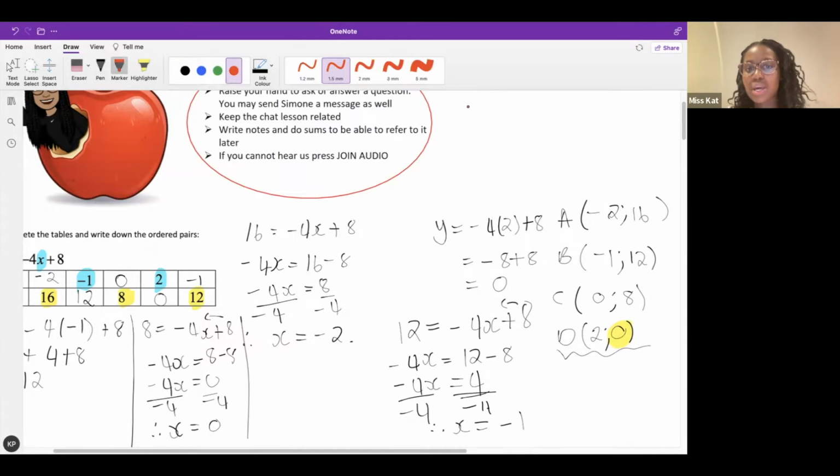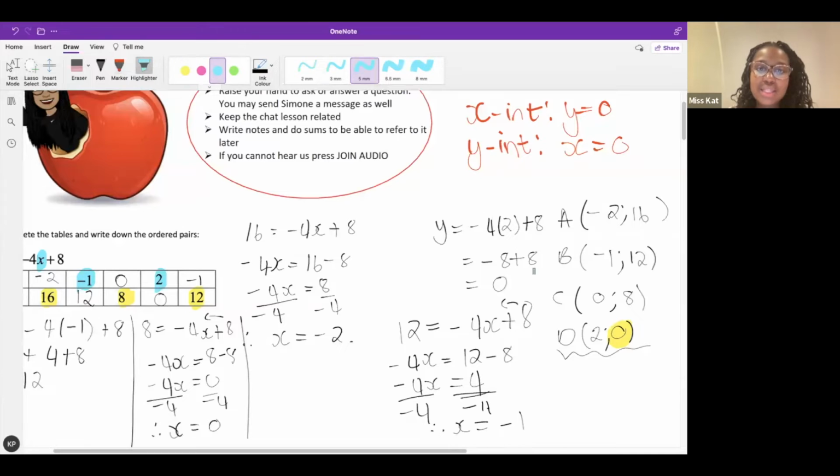Remember, they are opposite. So for the x-intercept, y is 0. So then for your y-intercept, what is 0? What's 0 for the y-intercept, guys? X is 0. Nice. So then that means that C is our what intercept? C is our y-intercept, guys.